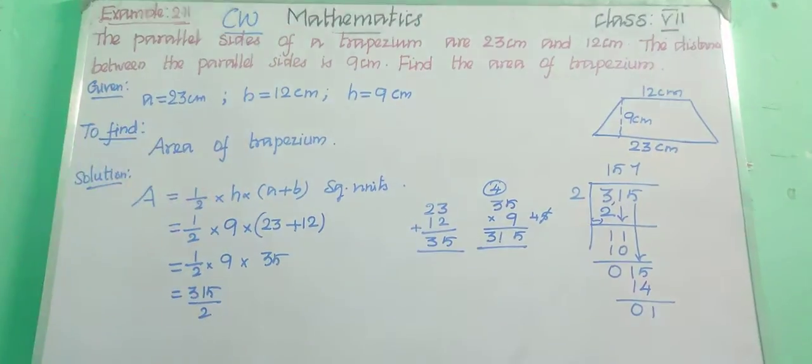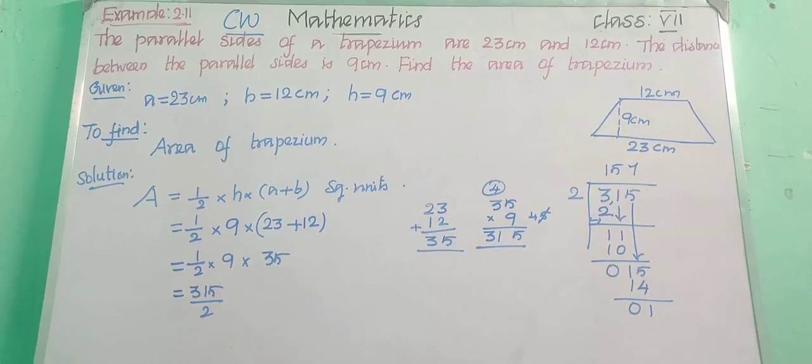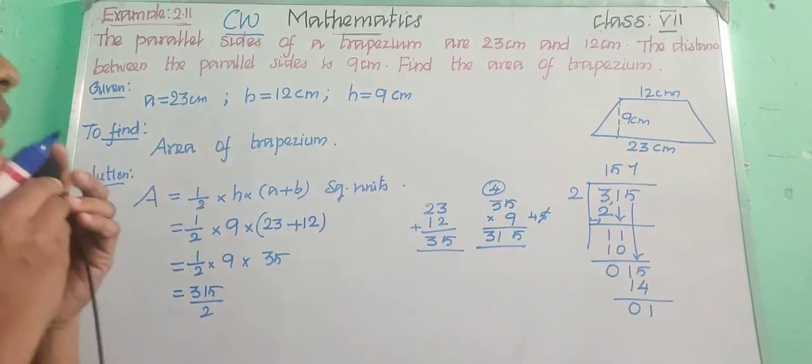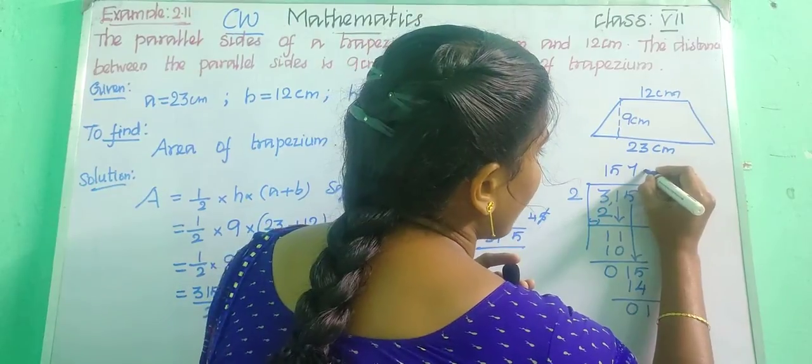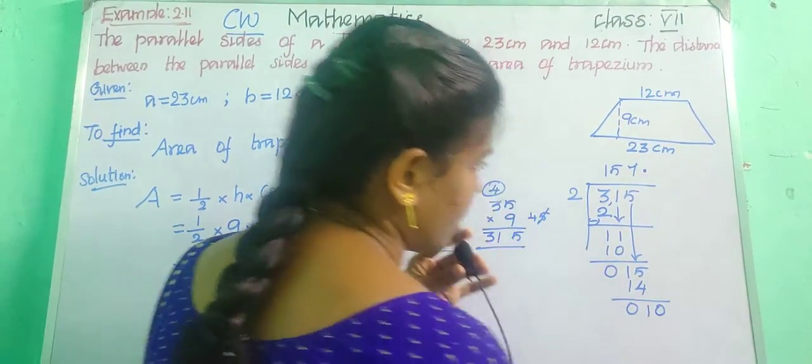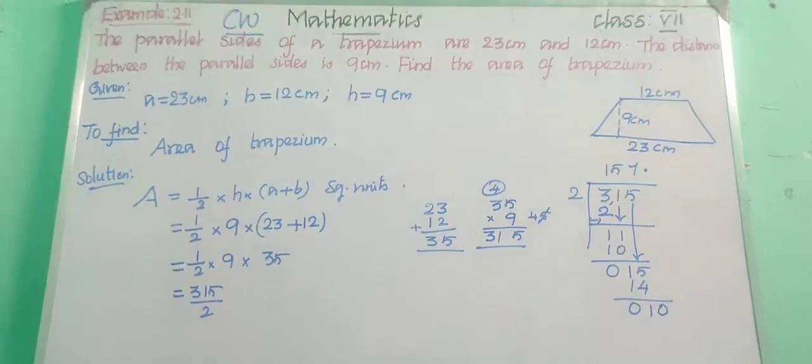So now what we can do? If there is a remainder, we need to write it in the mixed fraction, right? But no need to write mixed fraction. Let us write in decimal. See, area we can write in decimal. So we are going to continue this. So put a point here and put a 0 here. Put a point and put 0 in that remainder.